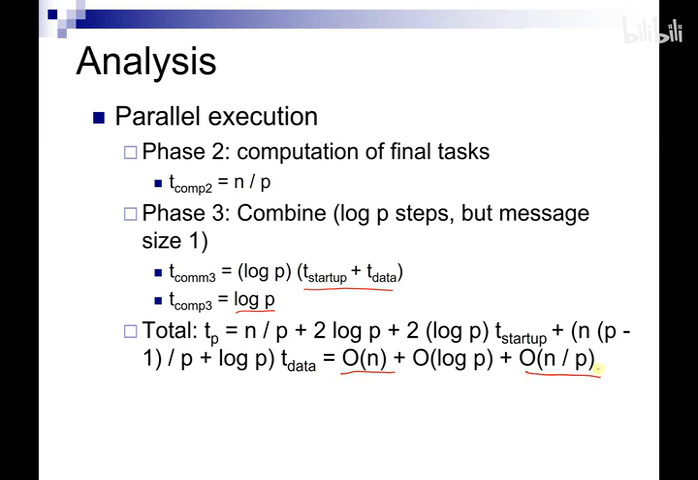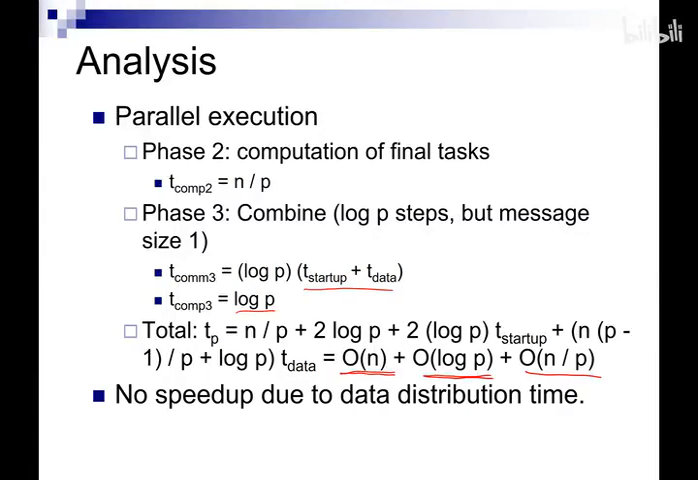Here is the time to add. Here's the time for communication. This is how many layers of communication you have to do, and then this is the total amount of data that you had to send. Okay, so unfortunately here, again, we don't really get any speedup, because the sequential running time would also be order n, and our parallel running time is order n. Because you had to send the data out at the beginning, we don't get speedup.